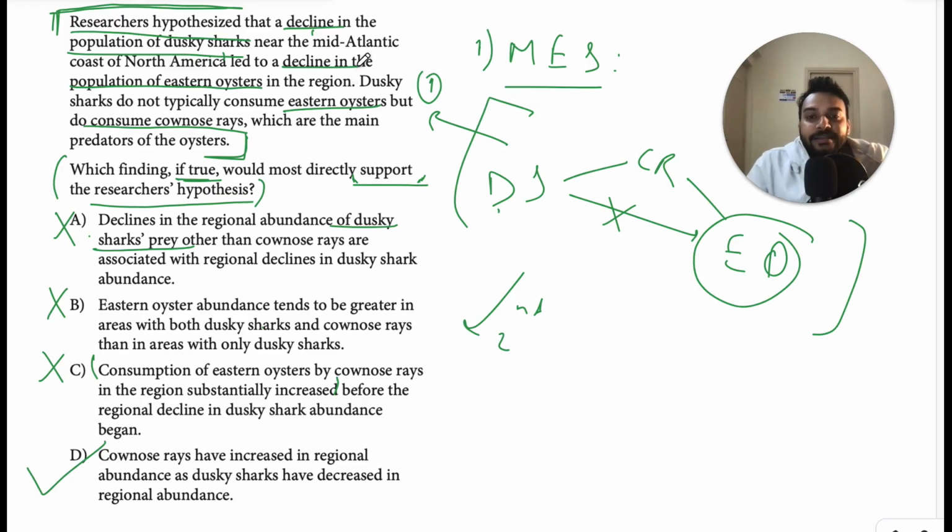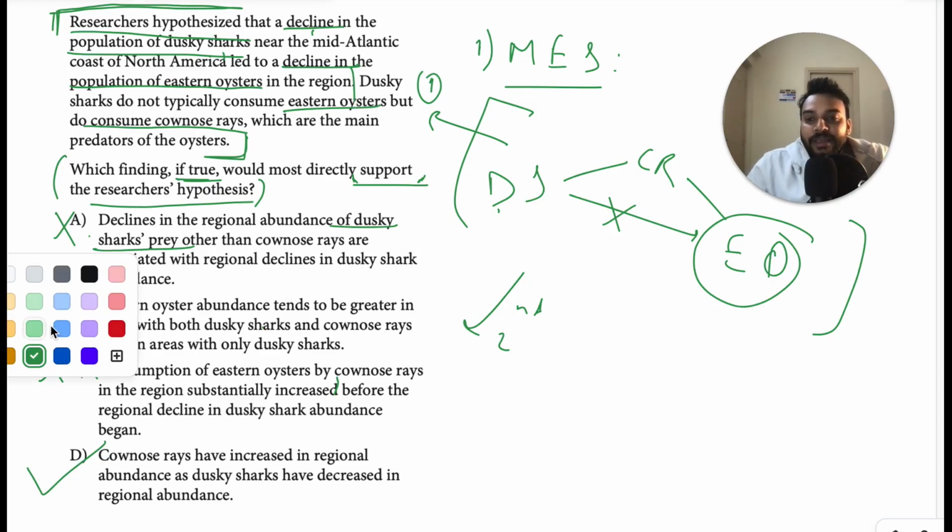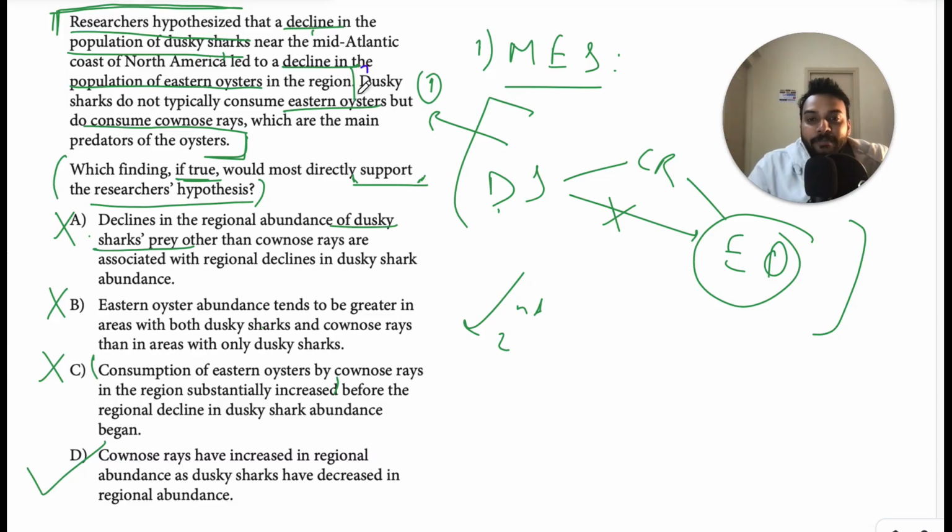Because this, the thing that I'm marking in purple, was a fact that further elaborated on the researchers' hypothesis. The hypothesis was just between the population of sharks and oysters, but this is extra information, and option D is the only other piece of information which, when true, will directly support the researchers' hypothesis. So now let's look at the strategy.